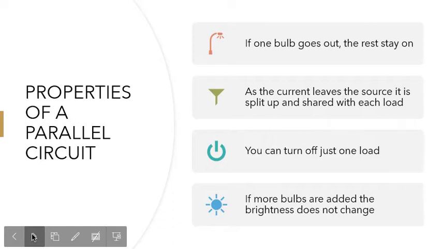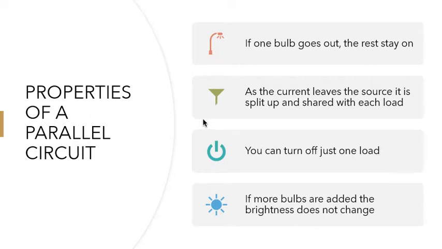So what are some properties of a parallel circuit? If one bulb goes out, the rest stay on. So if you think about maybe your Christmas lights, if one of them burns out, the rest of the string will stay on. It used to be different. They used to be wired in series, so if one went out, they all went out, and it was very challenging to figure out which bulb was out. So it's very good that they now wire them in parallel.